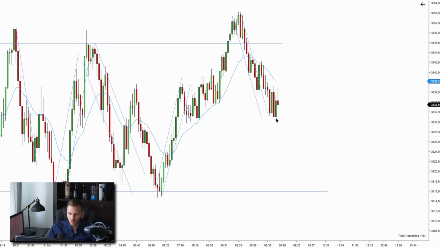But right now we're too far down for failed second entry long. What I would have preferred to happen is somewhere near the EMA. We're not even touching the EMA now, so I'm just going to be waiting for a better setup here.